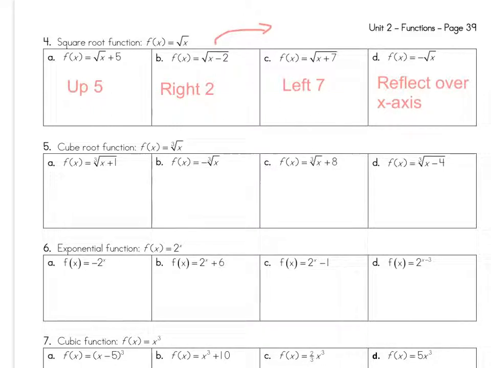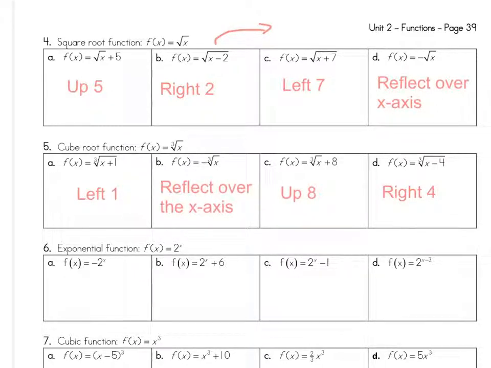Let's move on to question 5. Here we have a cube root function. With this one, looks like we're adding a 1 inside the function. Part B, we have a negative outside in front. C, we're adding 8 to the outside of the function. And D, we're subtracting 4 inside the function. Pause the video now, answer parts A, B, C, and D, and see how you do.